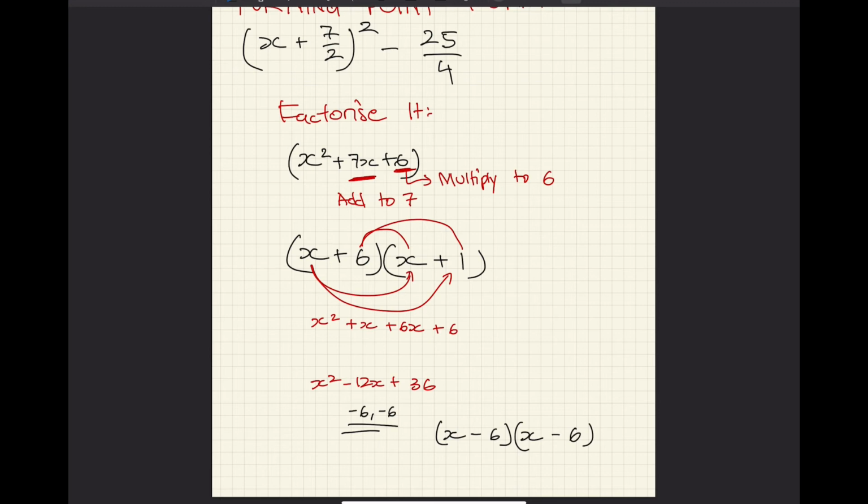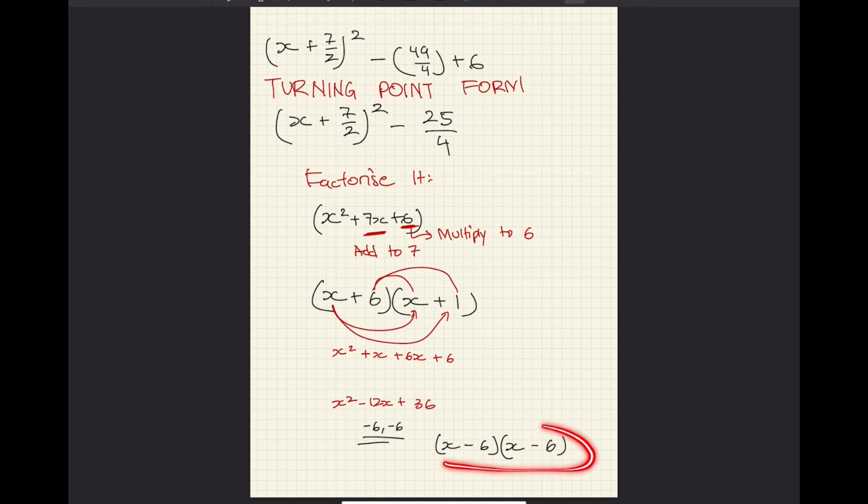Okay, so we'll look at the end of this video how we can use this form to solve for the values of x. So we've learnt turning point form, we've learnt factorization. The last one is the quadratic formula.